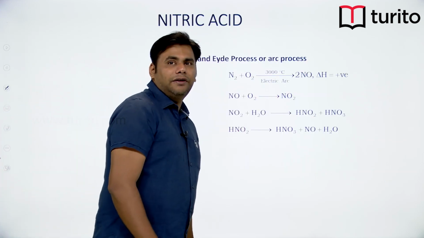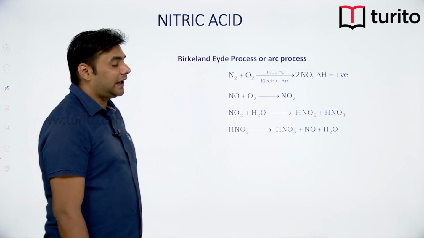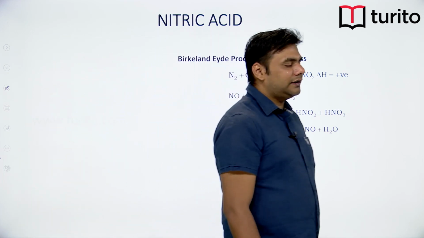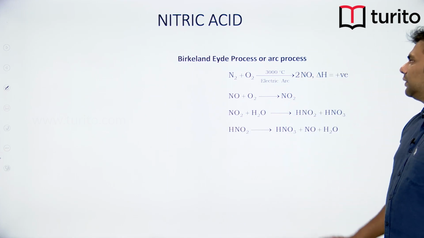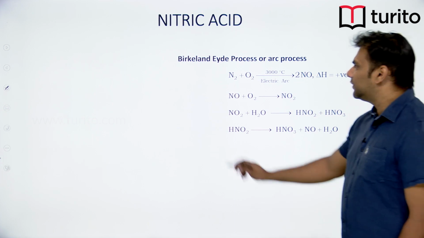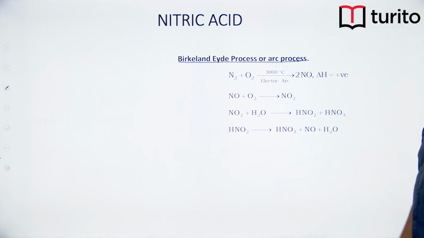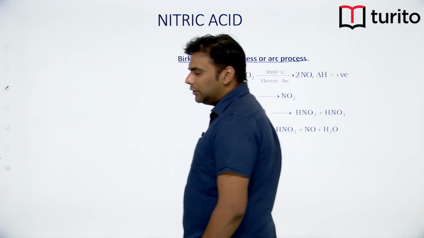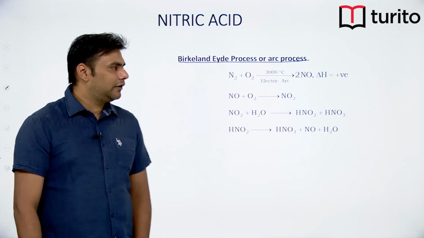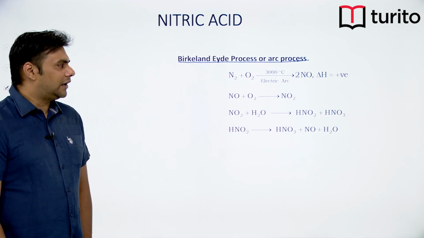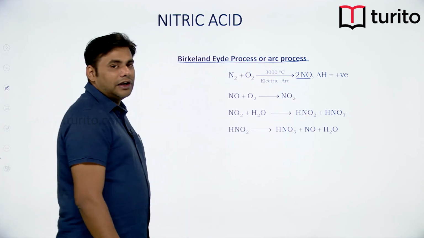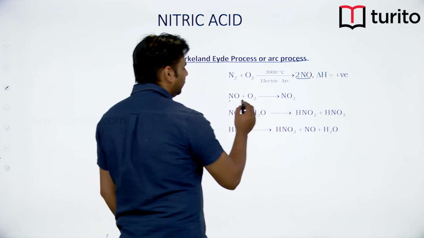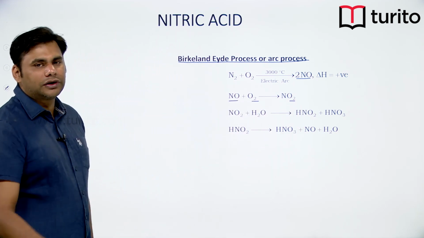Next comes a very important one, that is nitric acid. Nitric acid is also called aqua fortis. We say that this is prepared by Birkeland-Eyde process. In the Birkeland-Eyde process, we take N2 initially and react it with O2 in presence of high temperature or electric arc. The reaction is an endothermic reaction. So N2 reacts with O2 and forms NO. Now this NO is oxidized into NO2 by passing through compressed air.